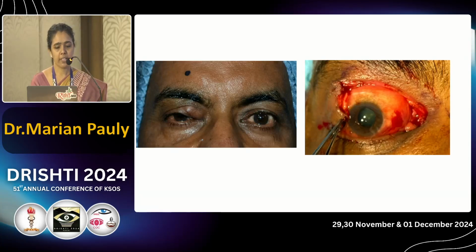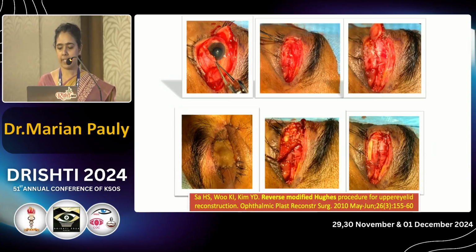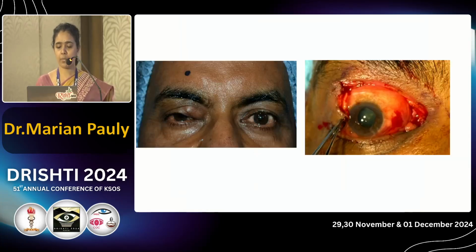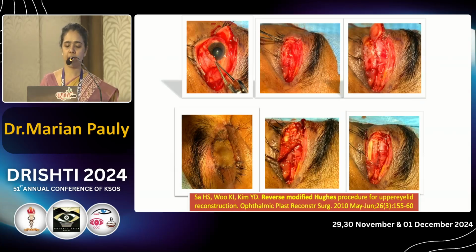So coming to another case, this is a tumor involving the upper lid as well as the canthus. So here you have to reconstruct the canthus also. This is the defect after excision. One option is you can go ahead with the Cutler-Beard and get away with it. But actually, I feel Cutler-Beard is not physiological because it doesn't have much stability. So in this case I did a reverse modified Hughes.